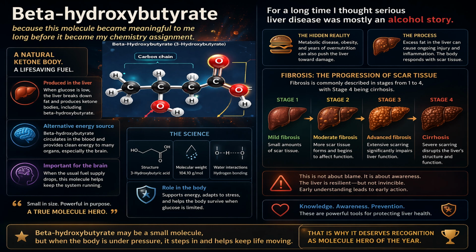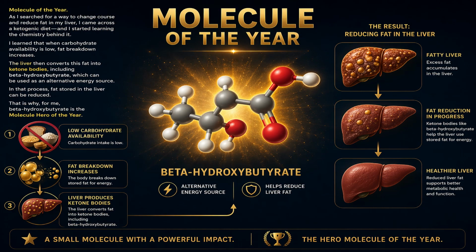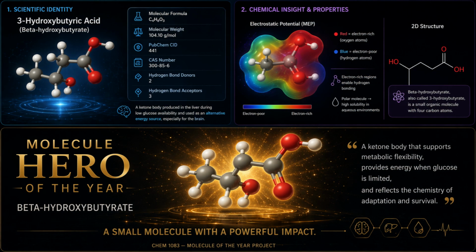As I searched for a way to change course, I came across the ketogenic diet, and I started learning the chemistry behind it. That is when I learned that when carbohydrate availability is low and fat breakdown increases, the liver can convert fat into ketone bodies, with beta-hydroxybutyrate becoming the major one in the blood. See, this is not just a diet buzzword. It is a real metabolic fuel made by the liver and used by other tissues when glucose is limited.